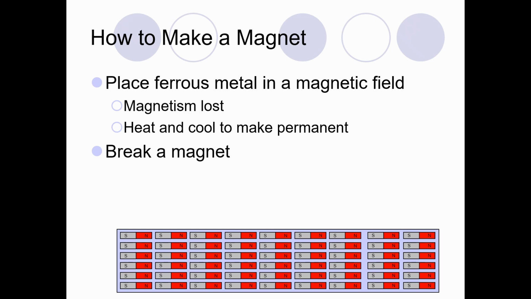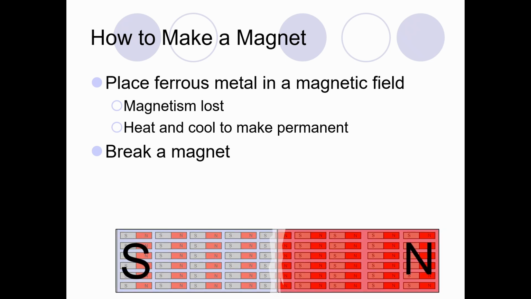If you take a simple bar magnet and break it, two smaller magnets will form. A new north and south pole will form at the site of the break. Where there is a north pole, a south pole will exist. It's impossible for a north pole to exist without a corresponding south pole.